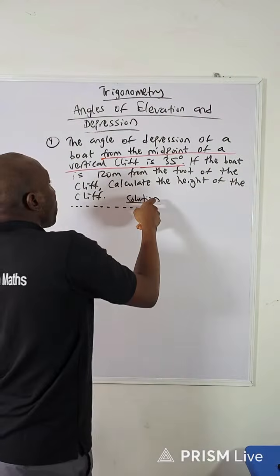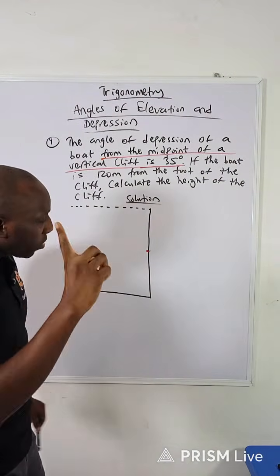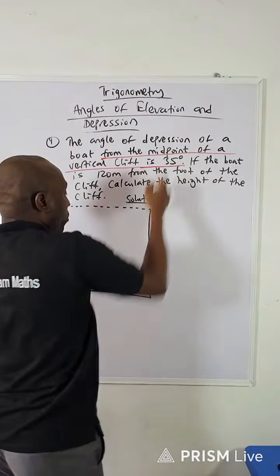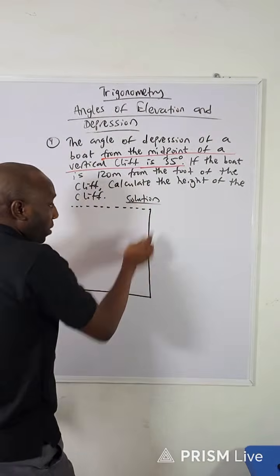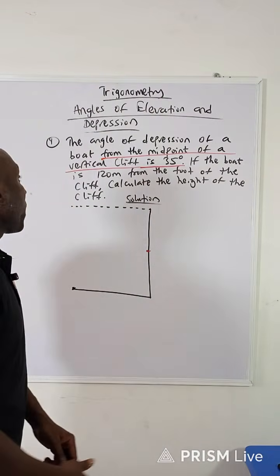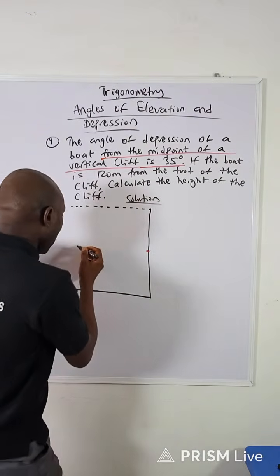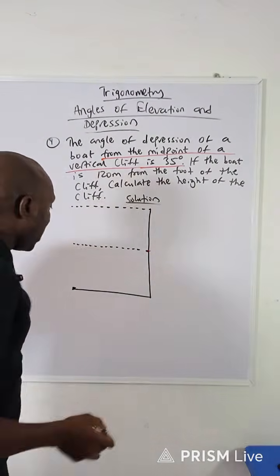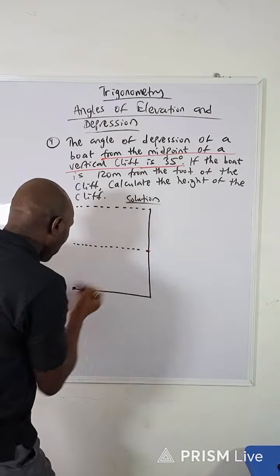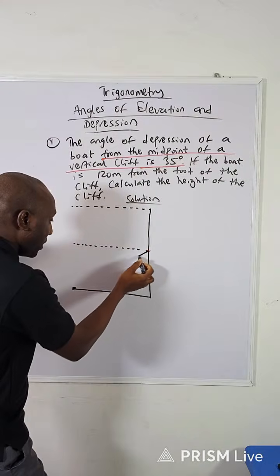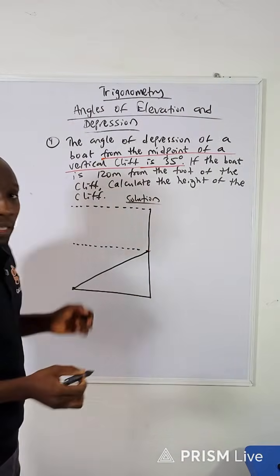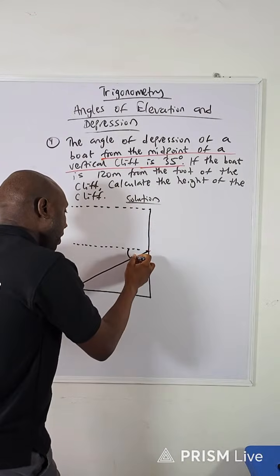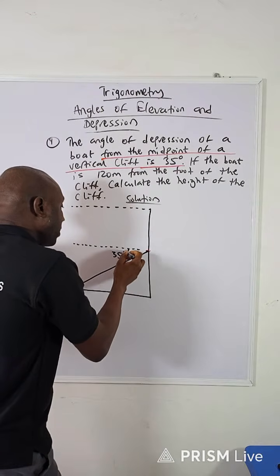So there's somebody on the cliff. Hold on a bit, we must not get confused. They said from the midpoint, so that's why I marked here the middle of this cliff. Let me draw the horizontal, and then draw the line of sight. From the midpoint down to where the boat is, that is going to be the line of sight. They say the angle of depression is 35 degrees. So this here is 35 degrees.